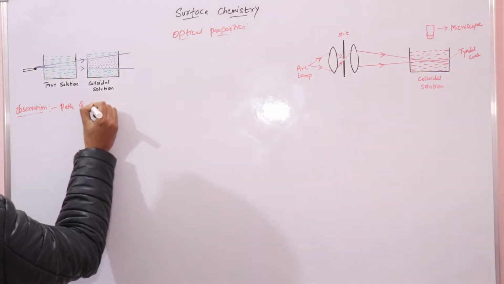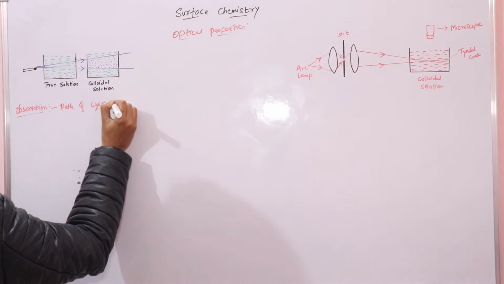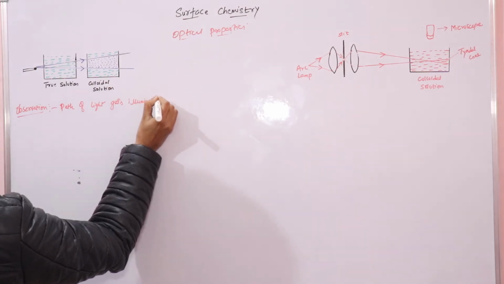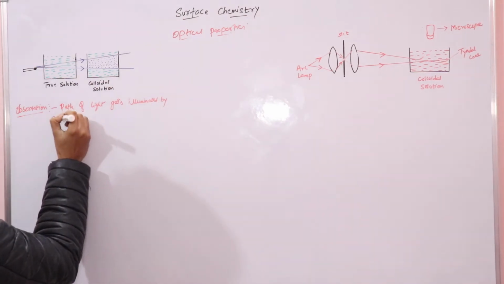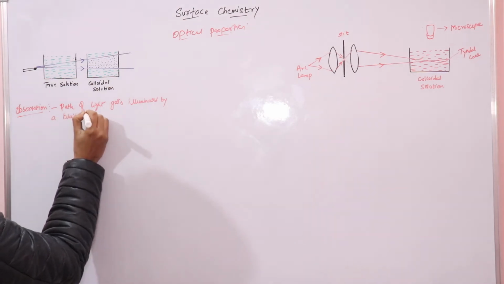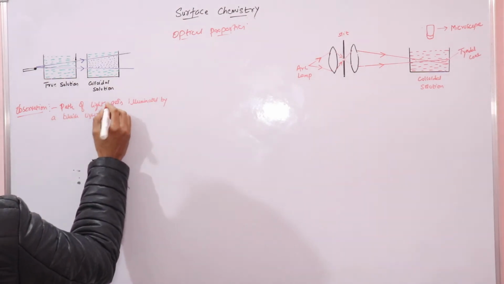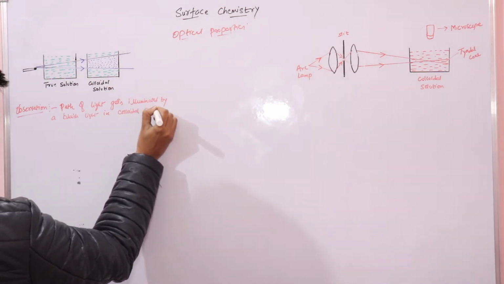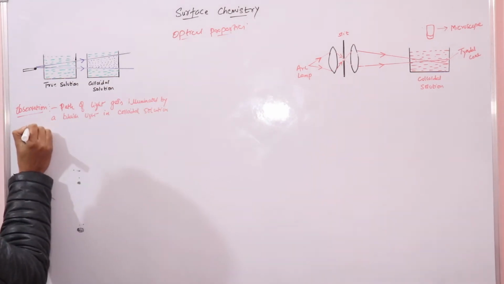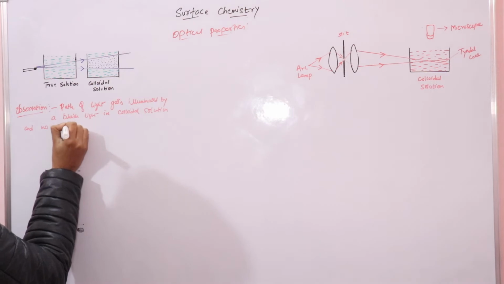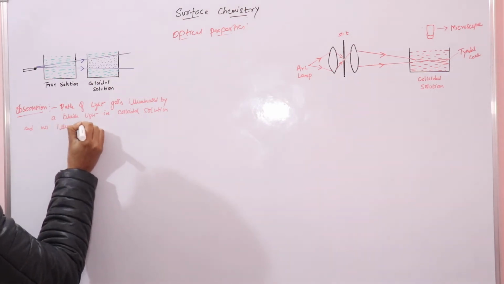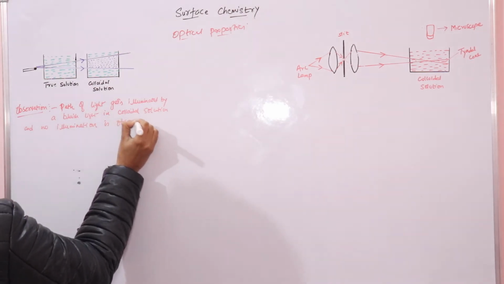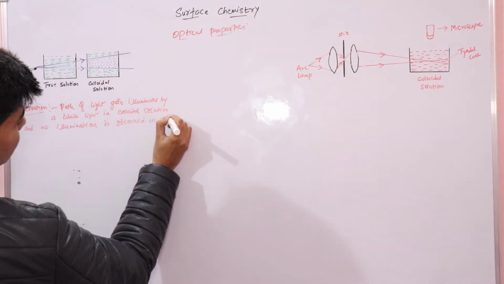Path of light gets illuminated by a bluish light in colloidal solution, and no illumination is observed in true solution.